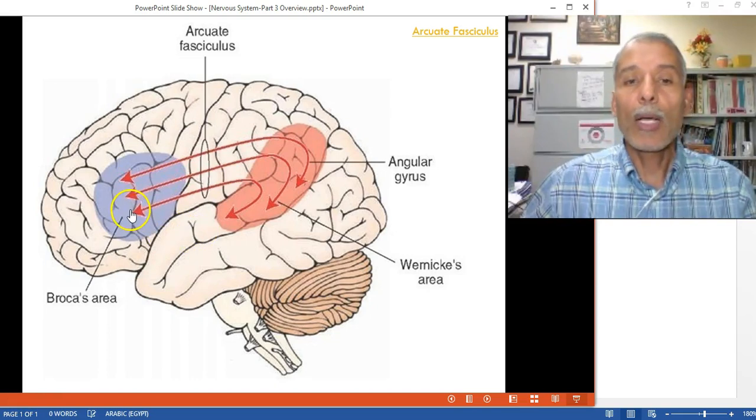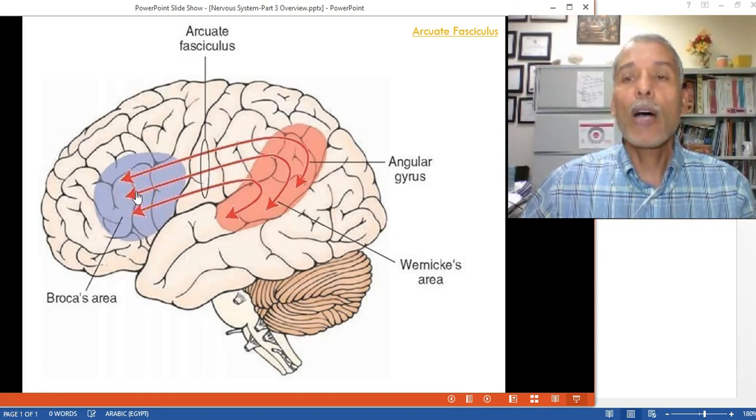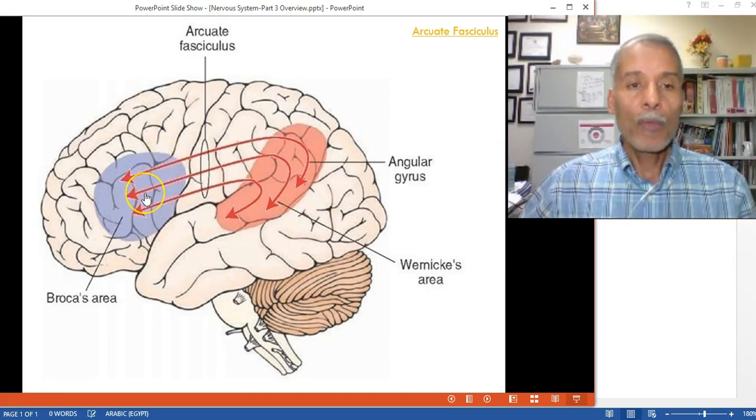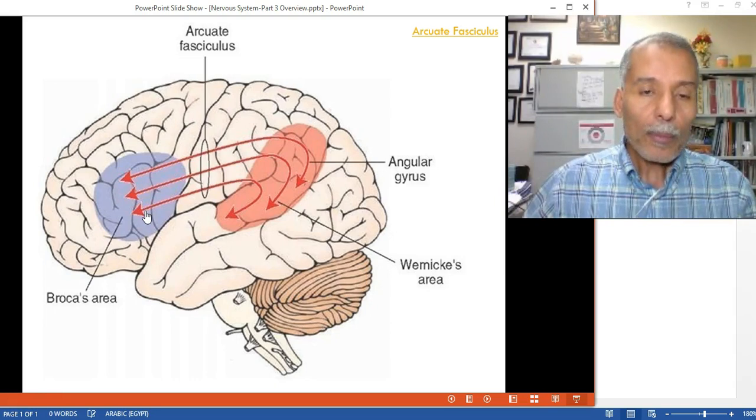For example, for language, 44 and 45, that is Broca's area here in the frontal lobe. So again, it is very critical to know that Broca's area is found in the frontal lobe. It is only found in the left hemisphere. And then the description that I asked you about here, so you can pinpoint it, with your words and with your pen if you have to.